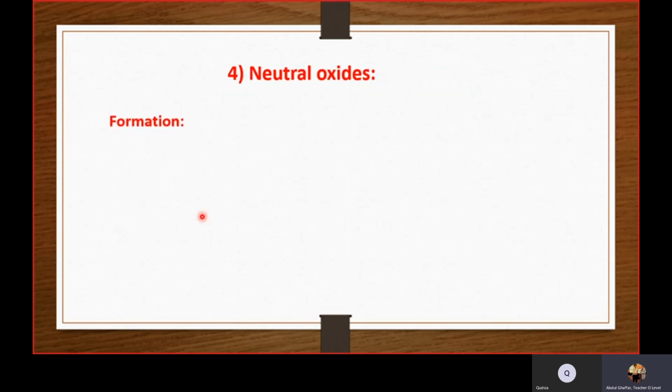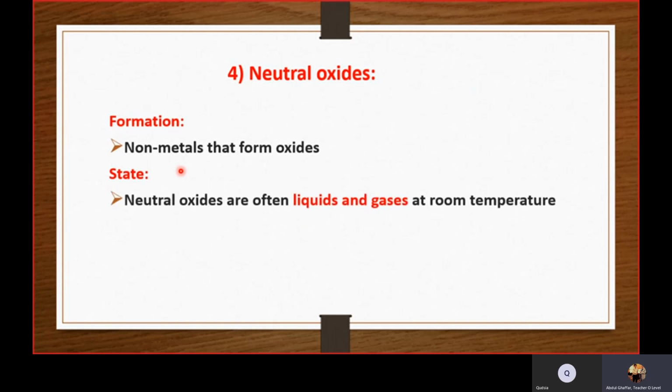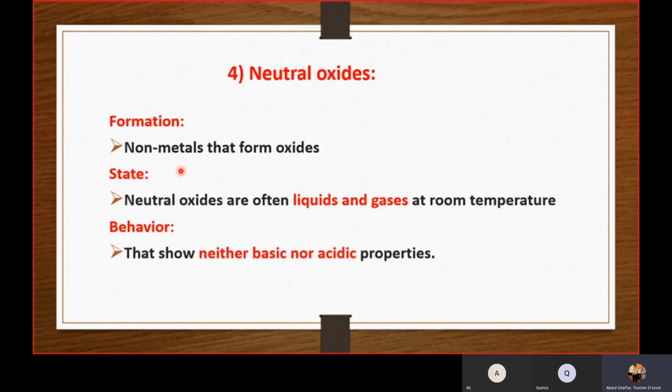Last one, the fourth one, neutral oxide. Formation: non-metals react with oxygen to produce neutral oxides. What is the state? Neutral oxides are often liquids and gases at room temperature. What is the behavior? As we have discussed, they show neither basic nor acidic properties. They are neutral, right? They are not acidic or basic.